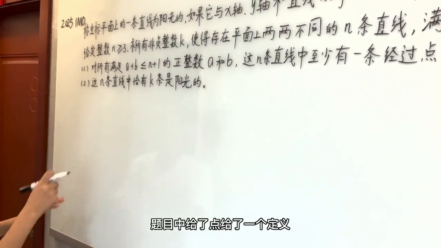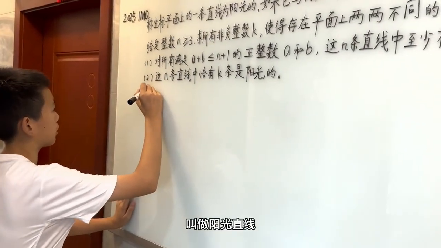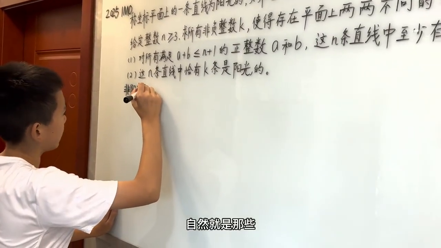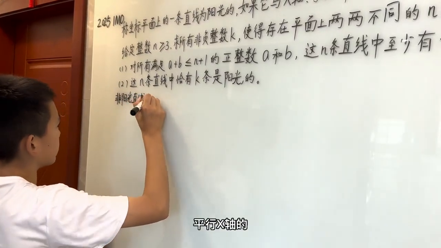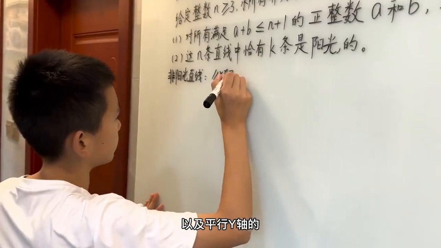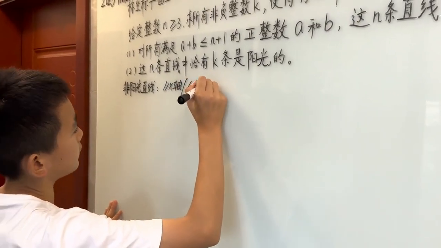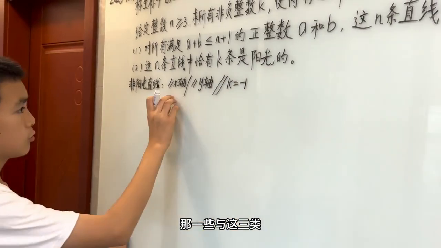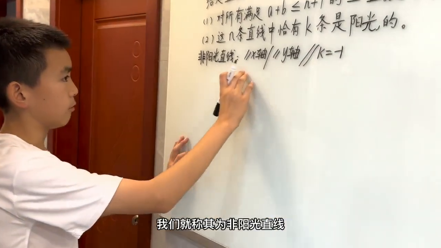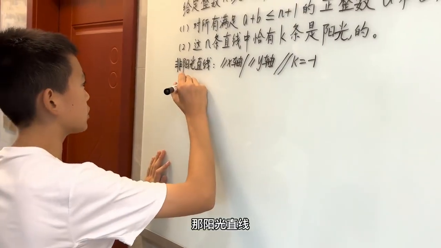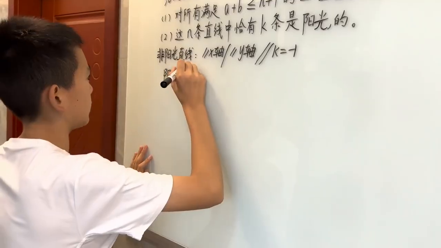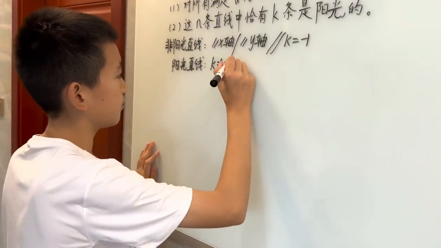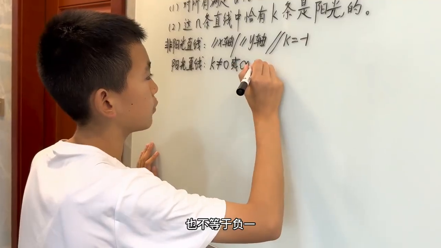Let's first interpret the problem, which gives two definitions. Let's look at what the non-sunny lines are. Non-sunny lines are naturally those parallel to the x-axis, parallel to the y-axis, and parallel to x plus y equals 0, the one whose slope is equal to -1. These three types of lines are non-sunny lines. Sunny lines naturally have a slope that is not equal to 0, not infinite, and not equal to -1.